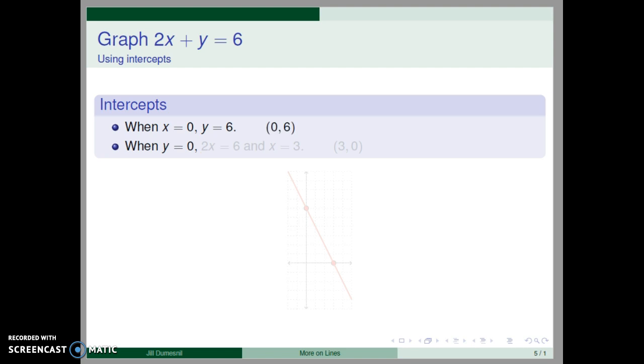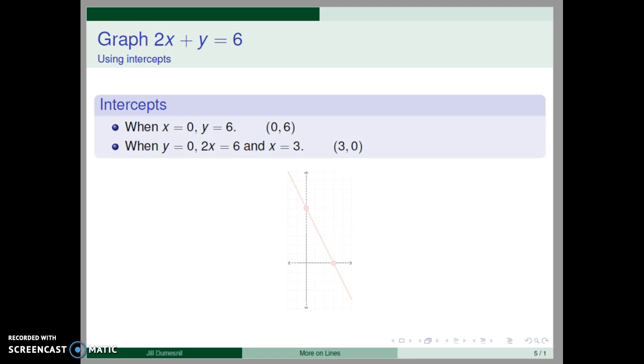When y equals 0 in the equation, 2x equals 6, and therefore x equals 3. This gives the point (3, 0).